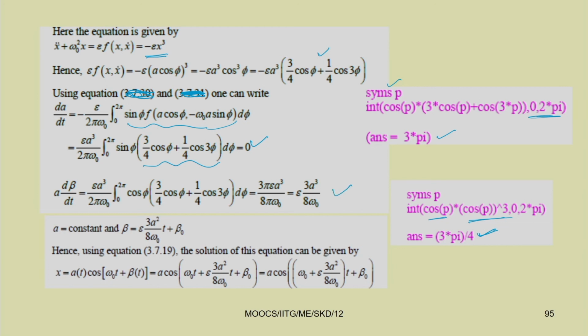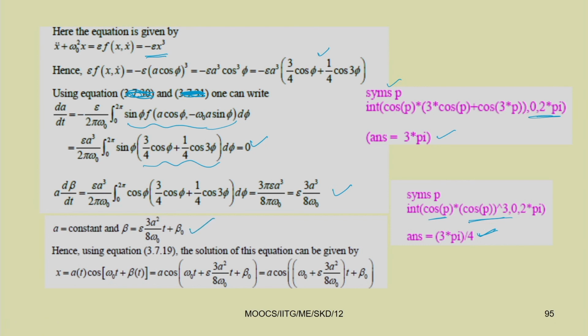Now, a d beta by dt you are getting equal to epsilon 3 a q by 8 omega 0. As dA by dt equal to 0, a becomes constant. Similarly, d beta by dt becomes epsilon 3 a square by 8 omega 0. Integrating this, beta becomes epsilon 3 a square by 8 omega 0 t plus beta 0, where beta 0 is the integration constant.